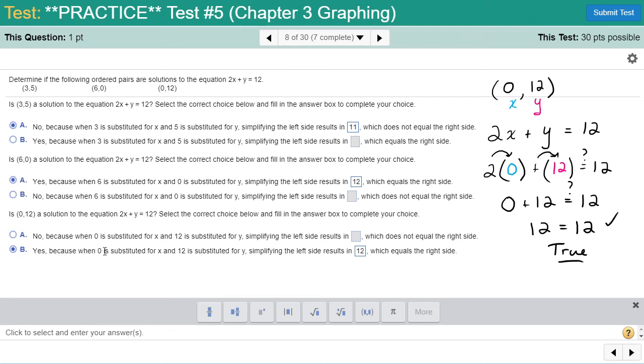So in this case, for the last part, is 0, 12 a solution? We're going to select B because yes, it is a solution, and when we simplify, we get a 12 on the left. And that's all you have to do for question 8 to determine if the three ordered pairs are solutions to the given equation.